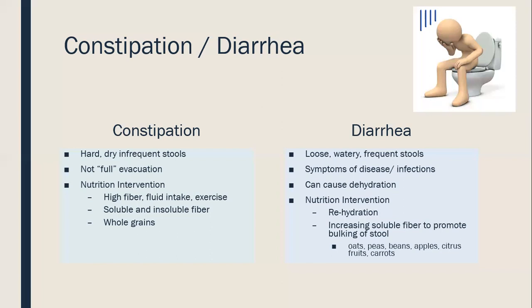One of the problems that does come up often with diarrhea is that it can cause dehydration. You'll see this a lot in hospitals and nursing homes, and the easy nutrition intervention here is going to be, number one, just simply rehydrate, make sure you're getting back what you lost, and then increasing soluble fiber to promote bulking of the stools. Remember, soluble fiber being soluble in water, so things like oats, peas, beans, apples, citrus fruits, and carrots all have that soluble fiber that just helps to bulk up the stool a little bit more and help resolve whatever is causing that diarrhea.